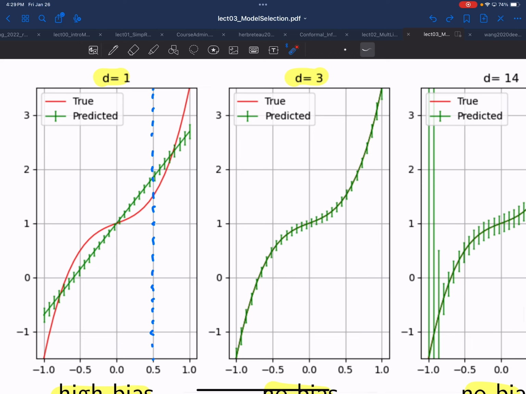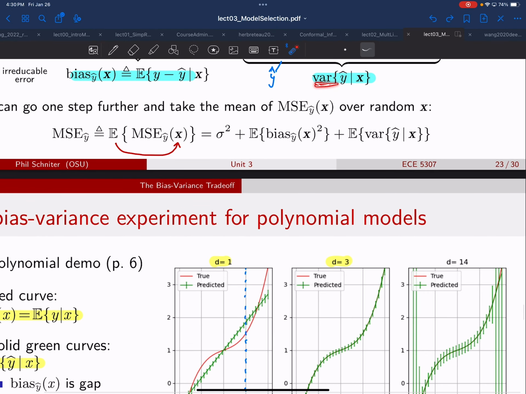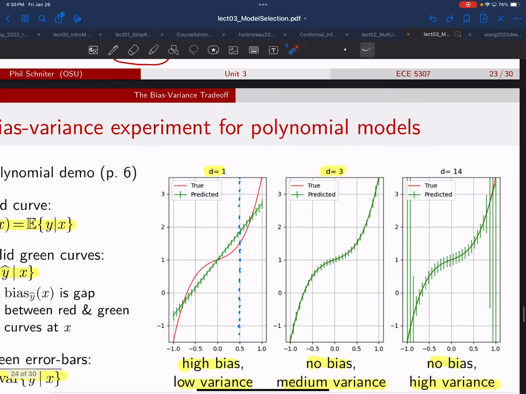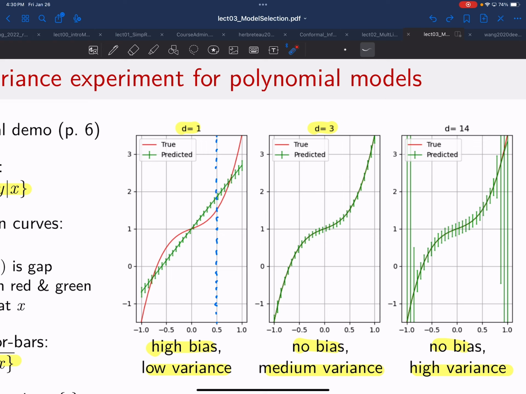So here again, the error bars are a bit higher on the edges than they are in the middle, and that shows you that the variance is also dependent on x. It's not the same everywhere. But it's kind of amazing that here, in this case, d equals 3, we have no bias. And this does happen more generally. We'll talk about more situations where this can happen. Okay, any questions on this one?